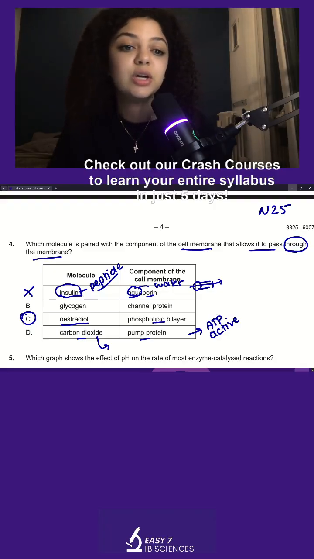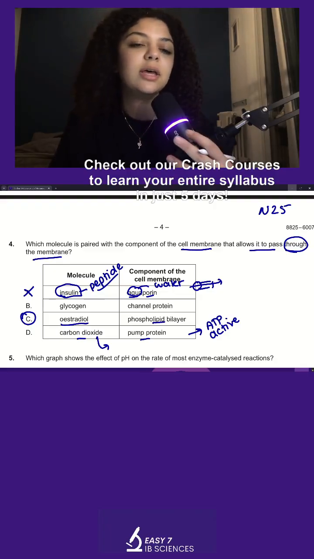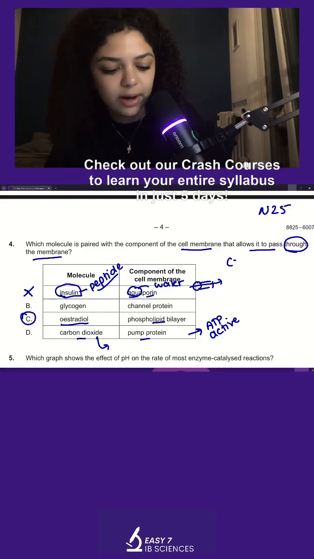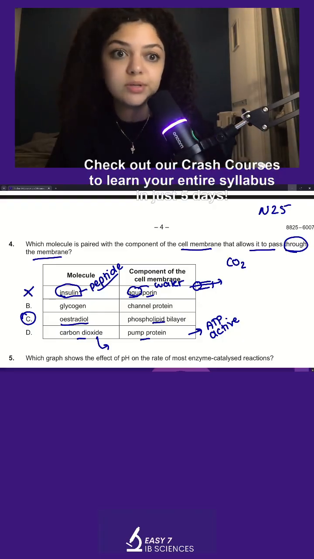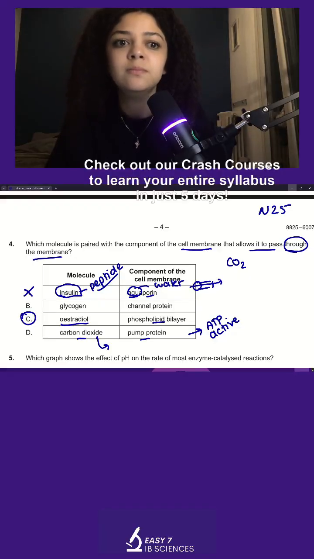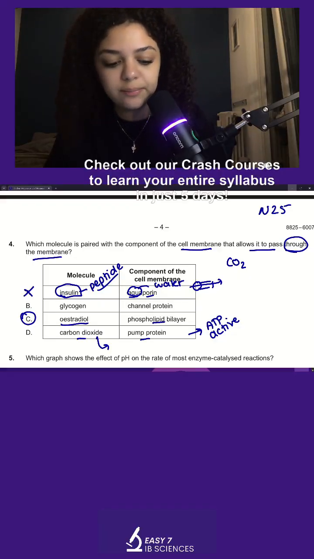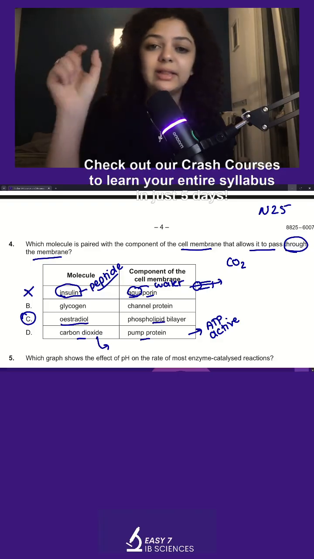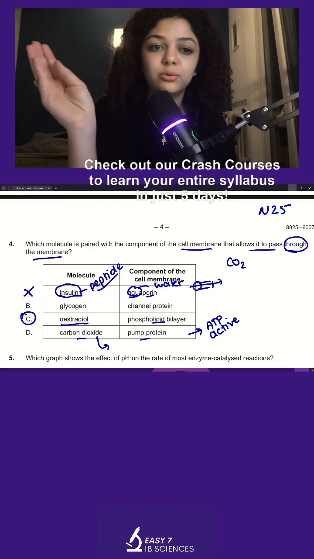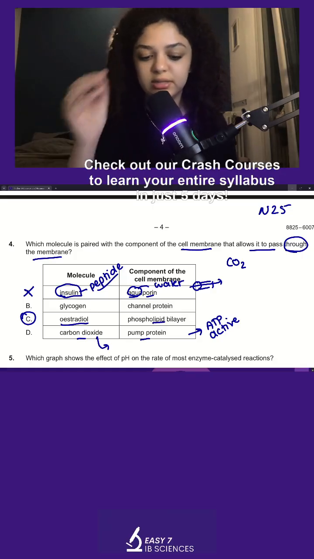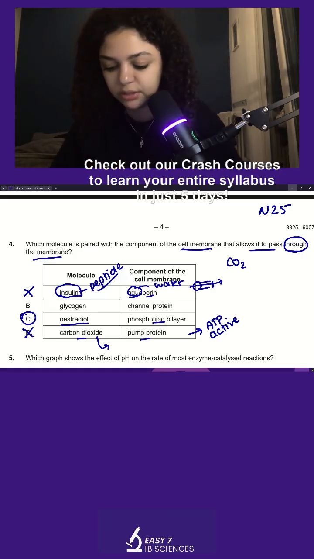So very good, Miguel. Exactly. Carbon dioxide does not require a pump protein. And the reason we know that is because through the lungs, you breathe in oxygen and you breathe out CO2. And you know that layer has to be very, very thin, and CO2 diffuses inside and outside of the cell along with oxygen. That's why D is incorrect.